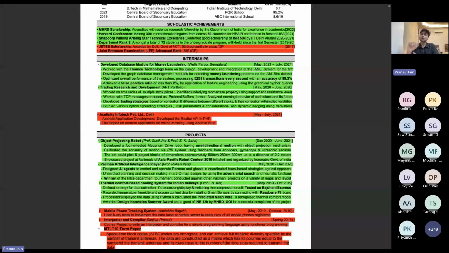I would say if you are targeting a proper SD role, then there should be at least one project which is based on DSA, like an implementation of the data structures that you use. That basically shows that you have interest in data structures, that you learned them, and that you implemented the learnings. So you should have at least one such project.